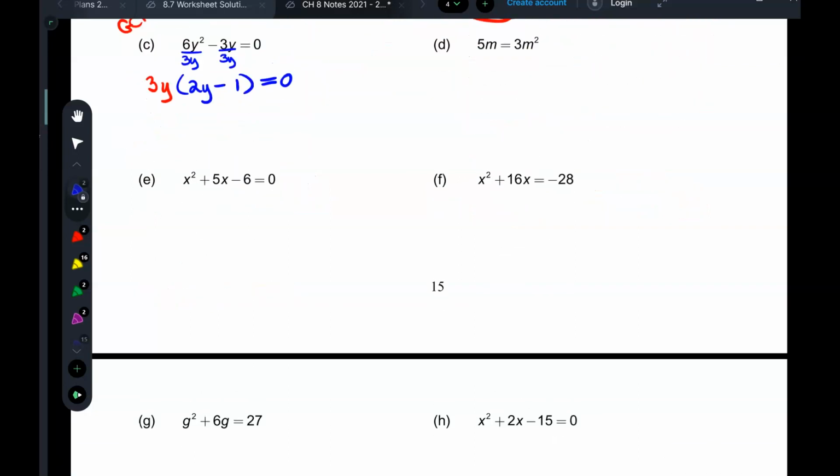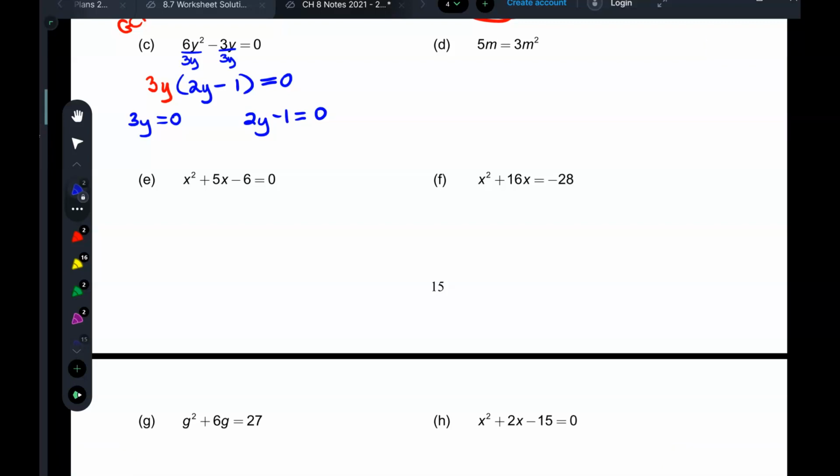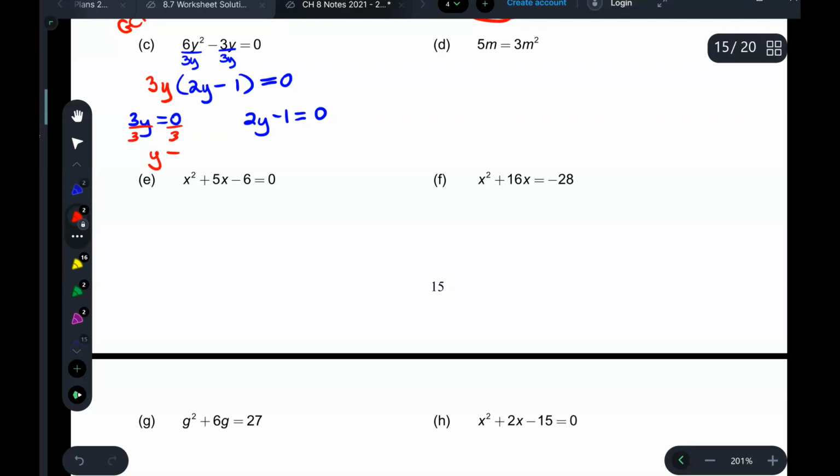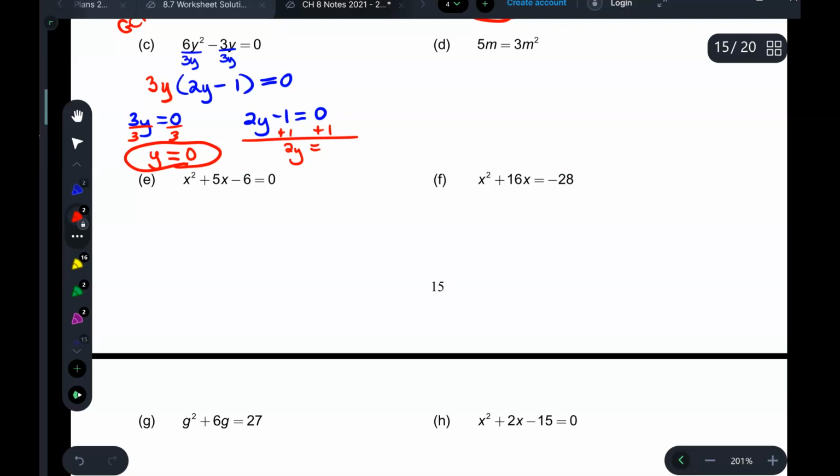Okay. Now I have two things multiplied together that have to give us 0. So I'm going to set 3y equal to 0. And I'm going to set 2y minus 1 equal to 0. On the left side, I can divide both sides by 3, but that's just going to give us, what's 0 divided by 3? Good. And here I'm going to add 1. Running out of room a little bit, but that's okay. So we add 1, so I get 2y equals 1. And then I divide both sides by 2, and that gives us just a half.